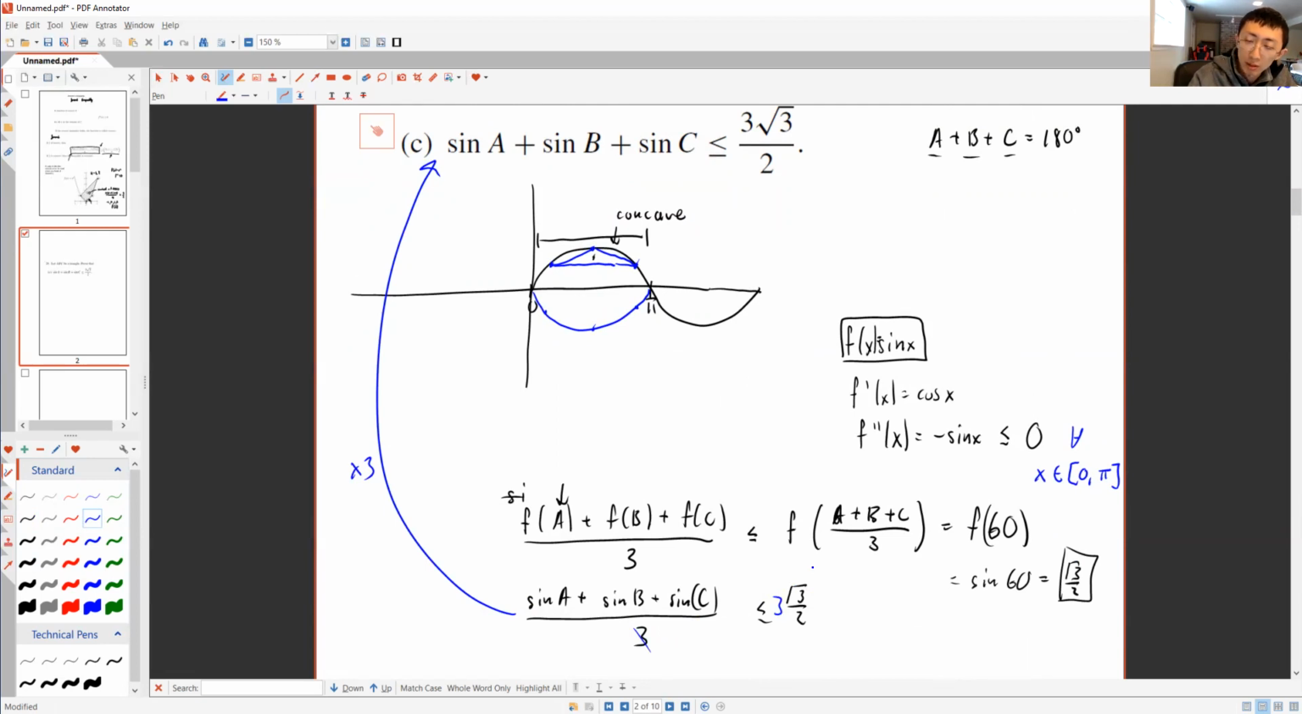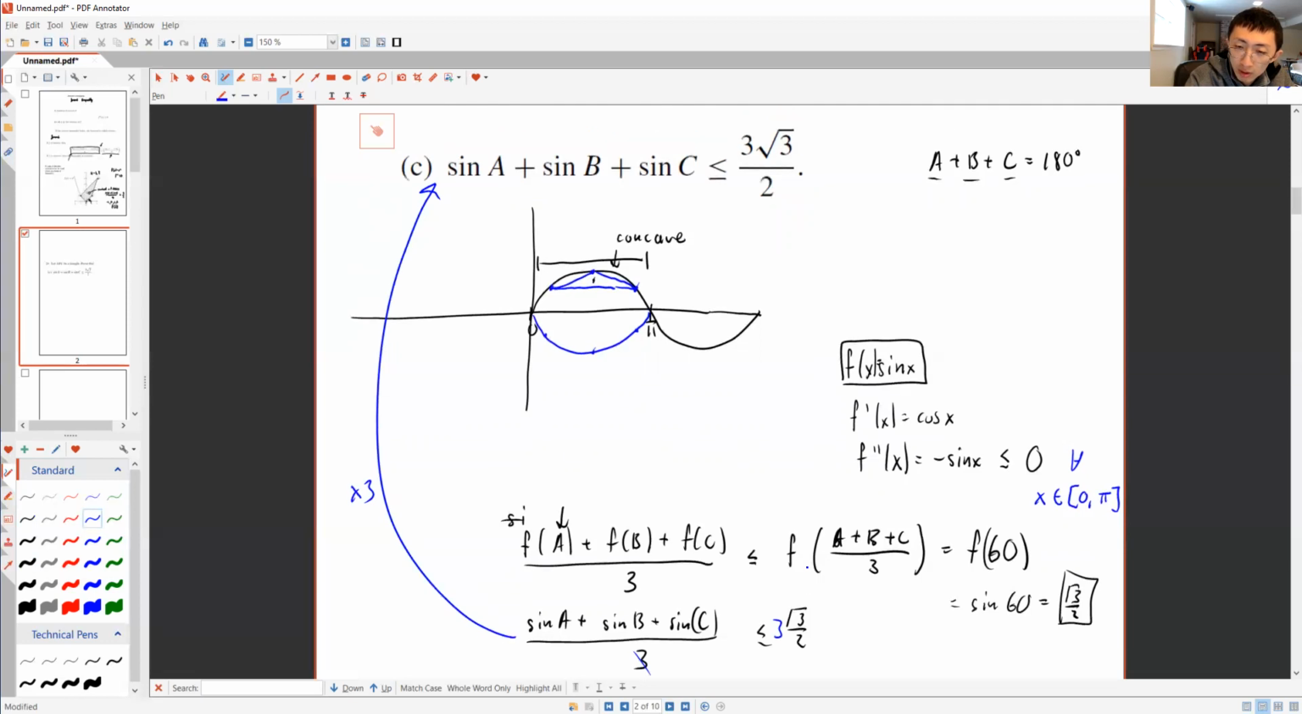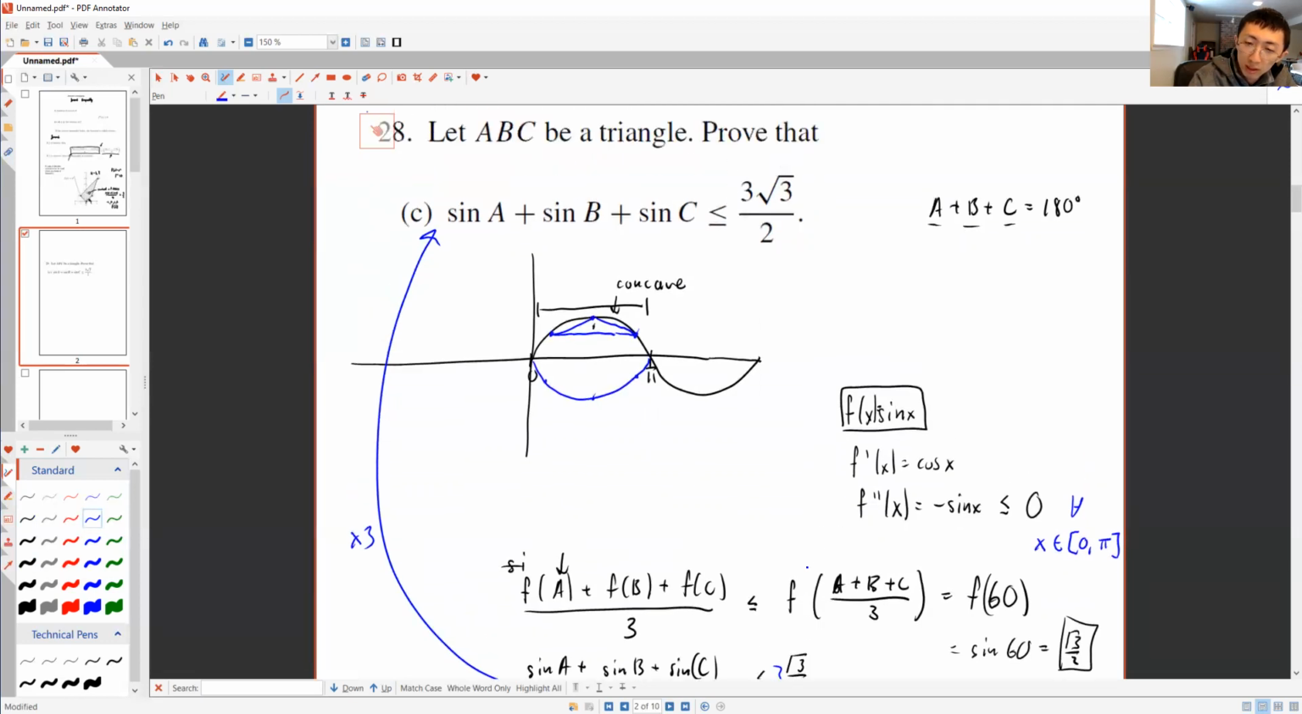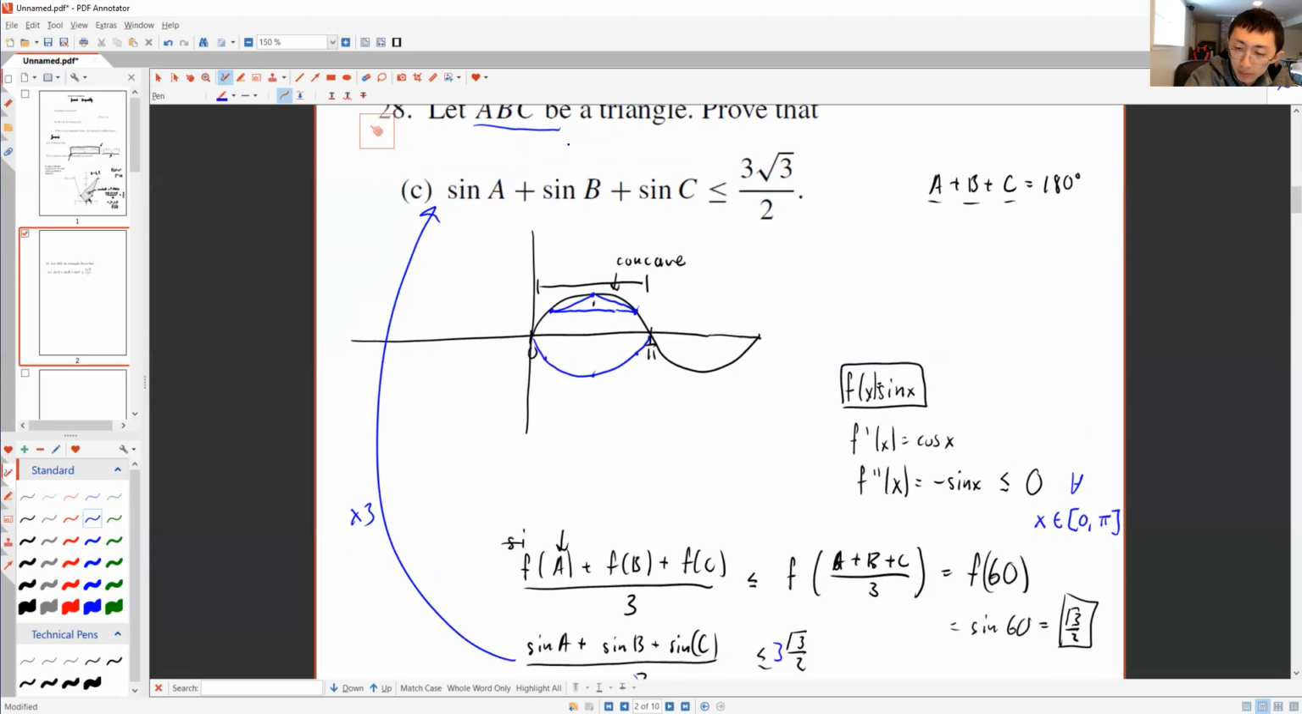So notice here, we didn't need to check concavity or convexity for the whole function. We just needed to check that it was concave in the interval that we cared about. And Jensen's applies for intervals as well as the whole domain of the function.